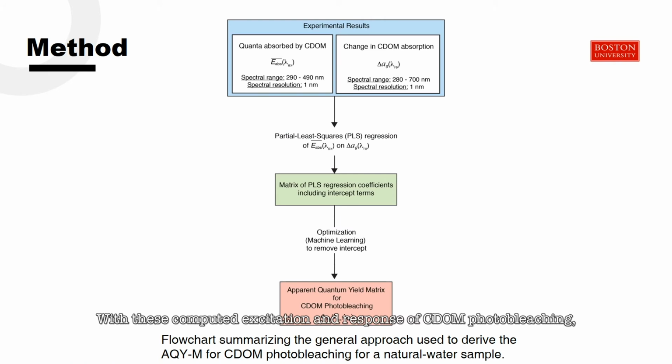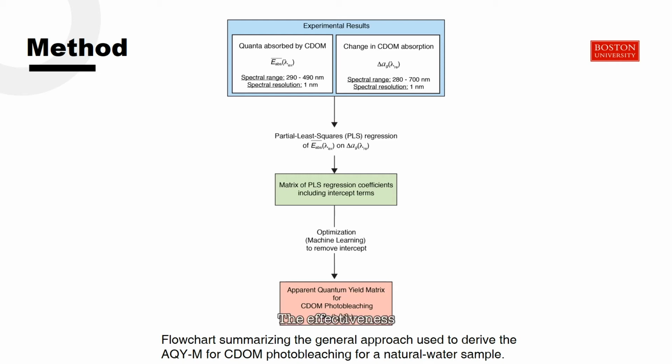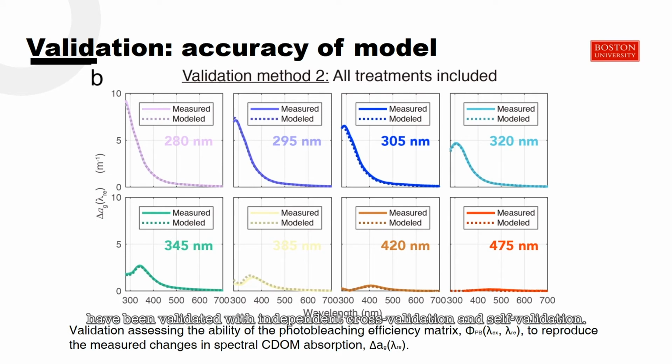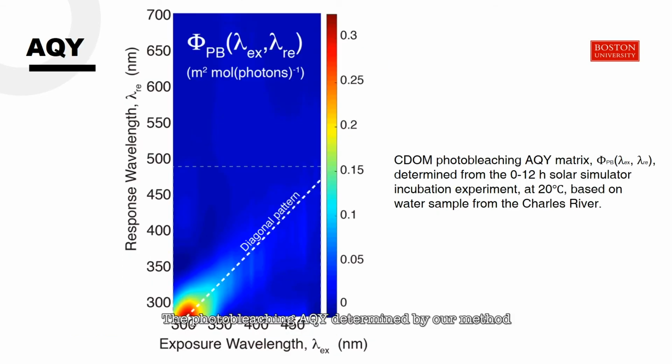With this computed excitation and response of CDOM photobleaching, the CDOM photobleaching AQY matrix was first revealed by partial least square regression, and then was optimized with the gradient descent method. The effectiveness and accuracy of this method has been validated with independent cross-validation and self-validation. The photobleaching AQY determined by our method gives us a new tool to analyze CDOM's properties.